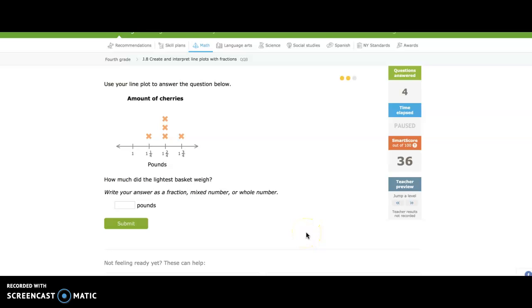Okay, class, I'm going to walk you through a few IXL problems for skill J8, create and interpret line plots with fractions. This is a fourth grade skill.